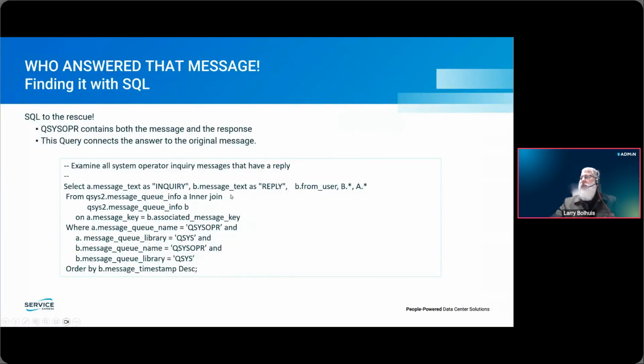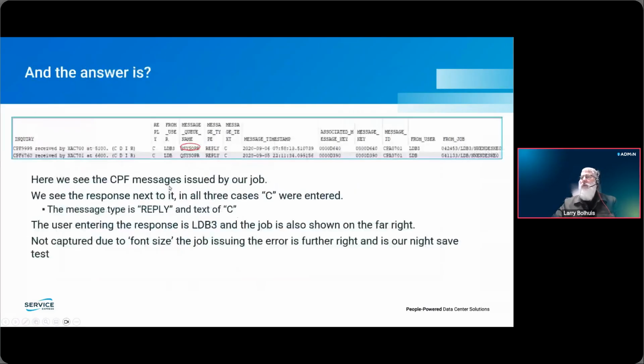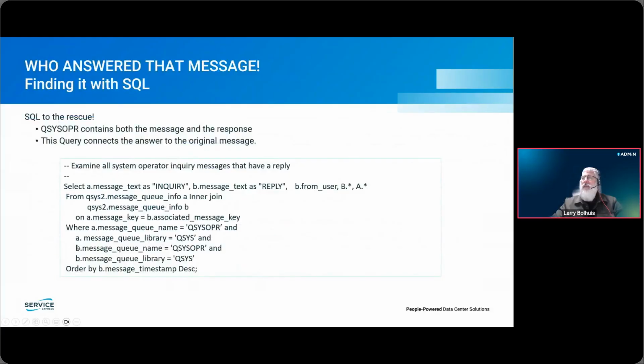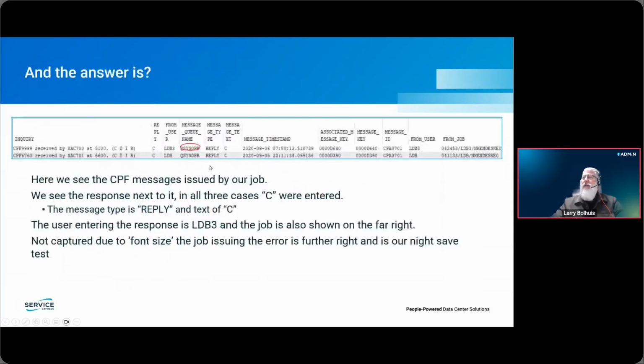SQL, you can also do that. You can use this to generate the message queue name and who the user was. In this case, it found the reply, and it came from LDB3. So there's the SQL statement right here, and we found the user with SQL. Same result, right? Probably found it faster. And it even shows the job that LDB3 did it from, so he's on an interactive job.